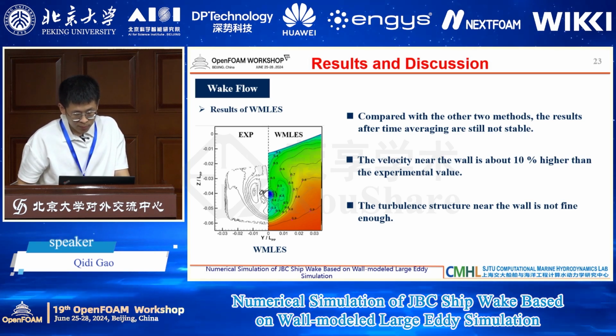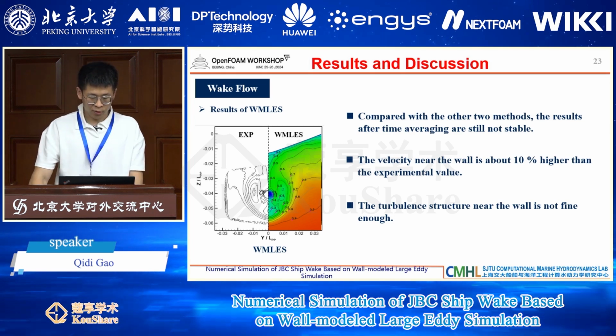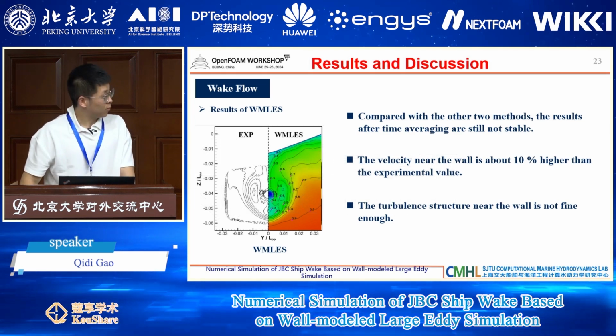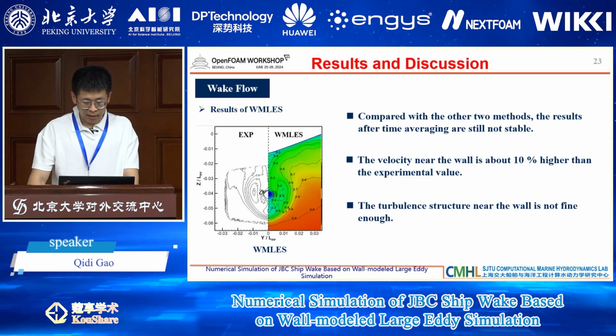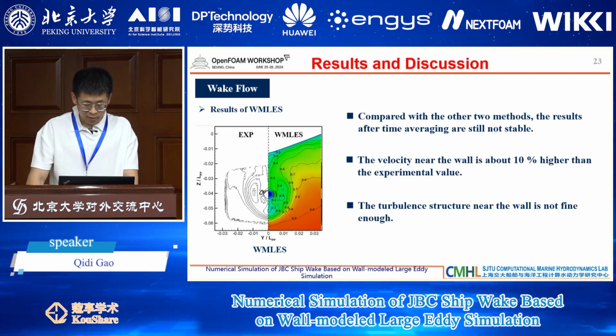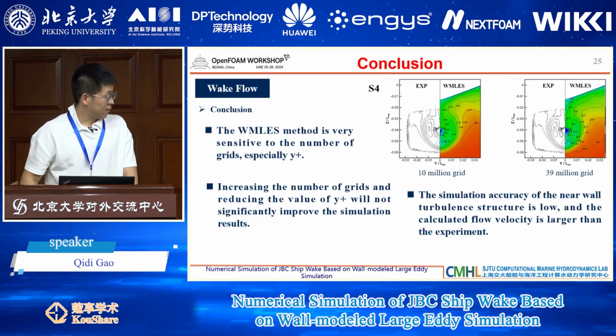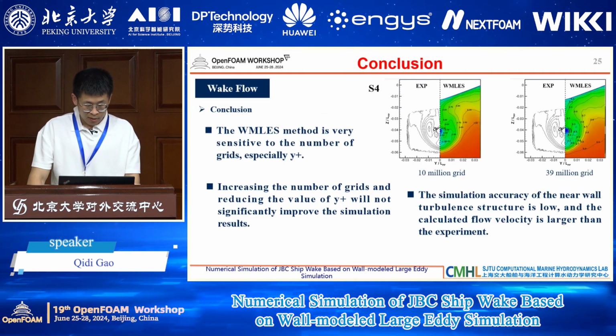Compared with the other two methods, the results after time averaging are still not stable. The velocity near the wall is about 10% higher than the experimental result. The turbulence structure near the wall is not fine enough. And that is the conclusion.